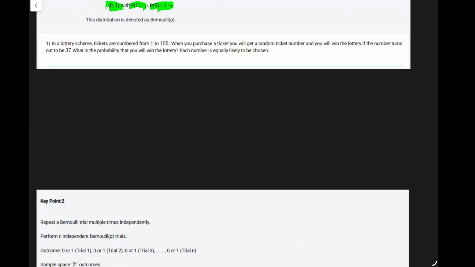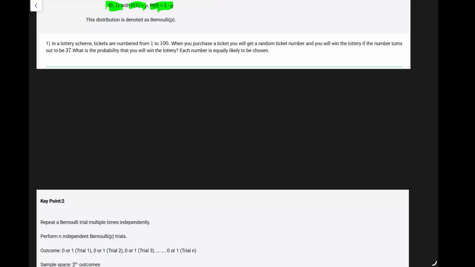Okay. So the first question that we have here is, in a lottery scheme, tickets are numbered from 1 to 100. When you purchase a ticket, you will get a random ticket number and you will win the lottery if the number turns out to be 37. What is the probability that you will win the lottery? Each number is equally likely to be chosen.